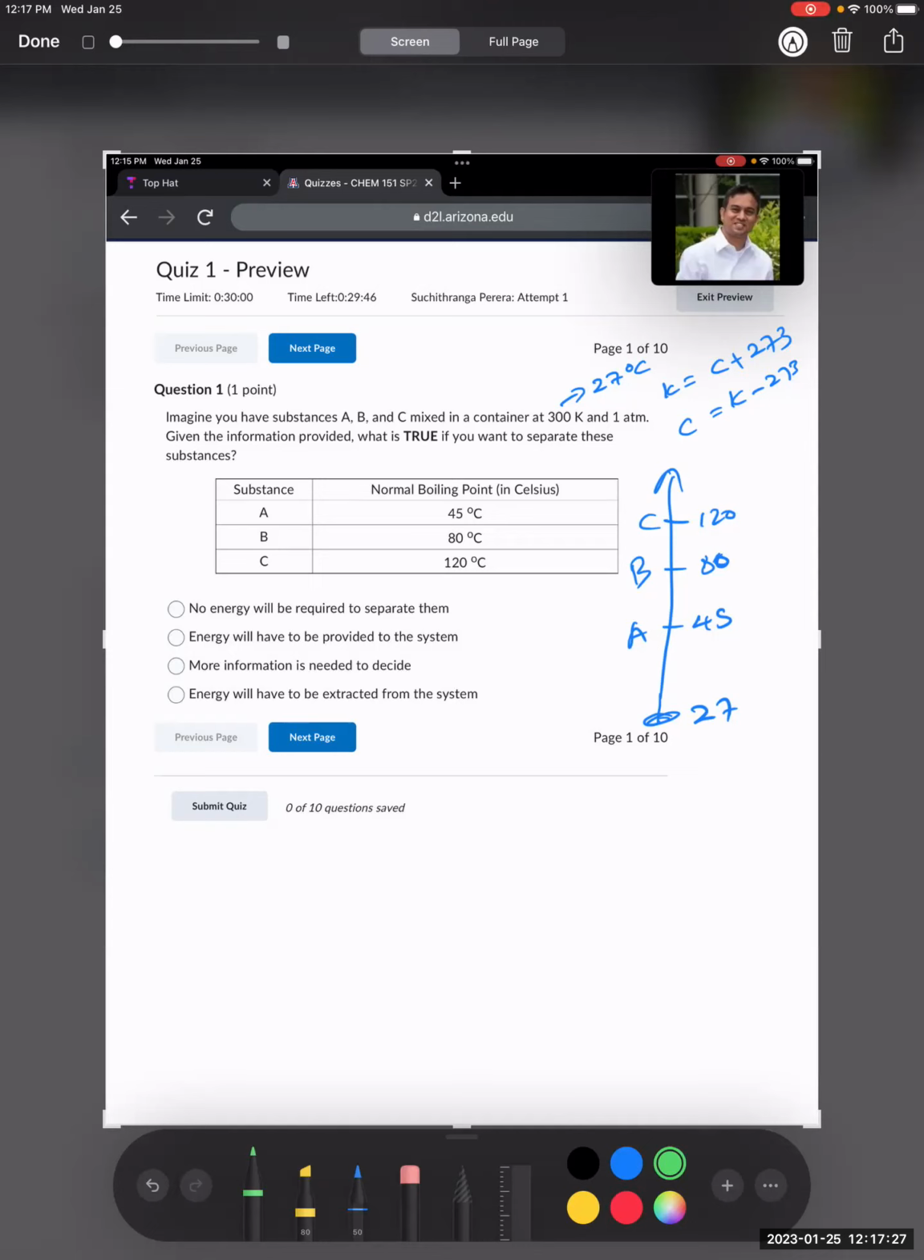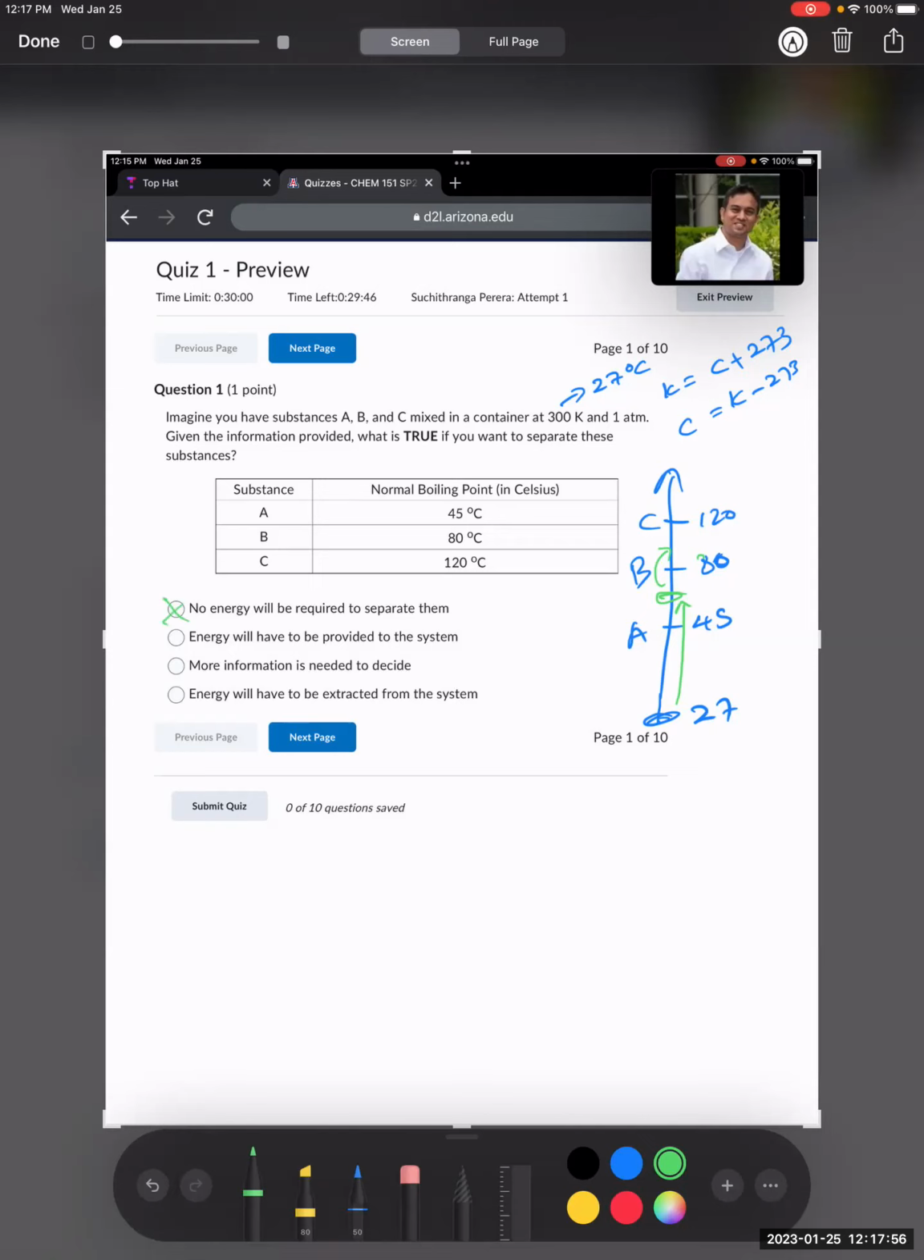So for us to do that, we need to increase the temperature. For example, if we increase the temperature to over here, then we are above the boiling temperature of A, meaning A is in the gas phase, and B and C will still be in the liquid phase. And once we're done with that, we can separate B by raising the temperature to around, say, 90 degrees, above 80 degrees Celsius. So we need to provide energy to the system to separate them. So the first option is incorrect.